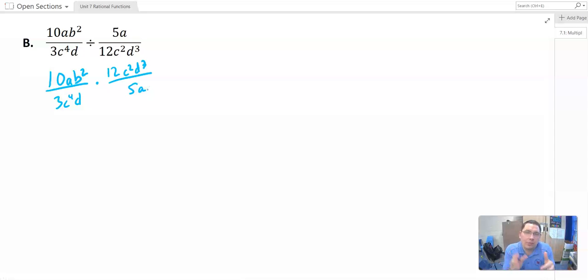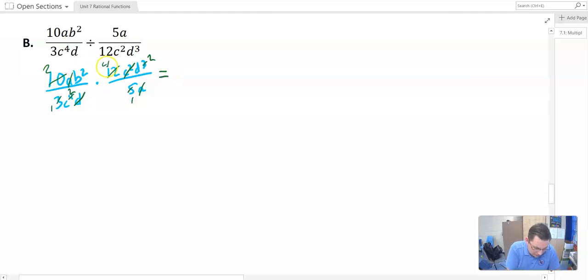Think about what things are going to cancel and what your simplified answer is going to be. And you're going to be pretty surprised at how small this answer is going to get. All right, so I've simplified this down as much as we can, and you're going to see that the 10 and the 5 reduced to 2 and 1, the 12 and the 3 reduced to 4 and 1, and the variables have canceled down some as well. So let's multiply this out.